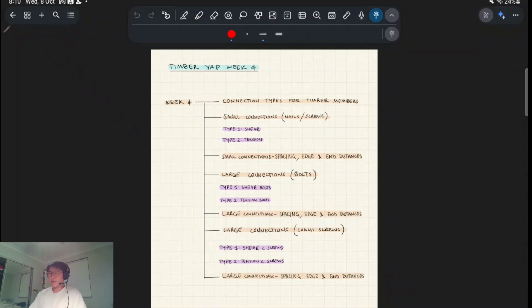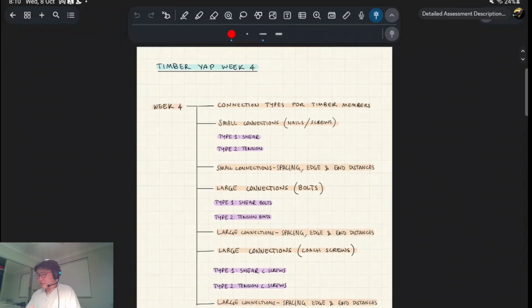So we're going to be talking about connections today. If you've done steels, you'll know what I'm talking about. Another word for connections is fasteners, things that are going to essentially hold two or more different members together. For small connections, we have nails and screws. This is what's covered in the course. For large connections, we have bolts and also coach screws. I'll explain what those things are in a second.